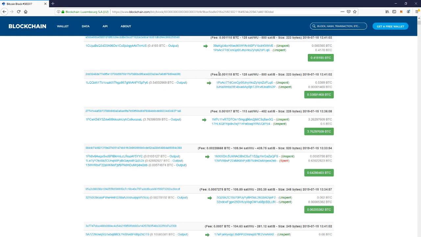In this instance, the fee can be listed at the top, and the price in sats per byte is listed here. This particular transaction has 500 sats per byte at a size of 223 bytes, which equals 111,000 satoshis.